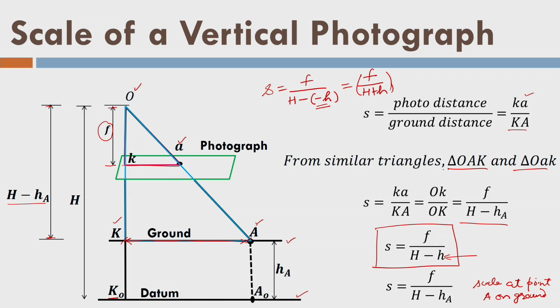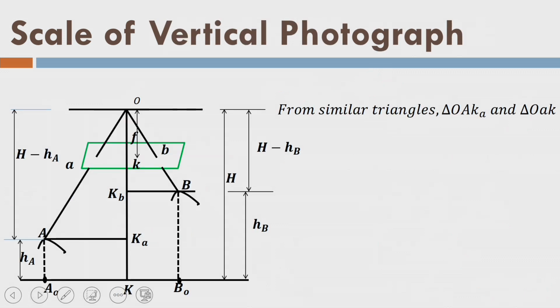Remember that we always measure the flying height with respect to the datum, because on the ground we do not know anything before going to the field, but from the map I know where my datum is, and that is the reason we always take the flying height with respect to the datum. So, with respect to datum, when we take the height H, then this scale is calculated. Okay, let us go ahead.